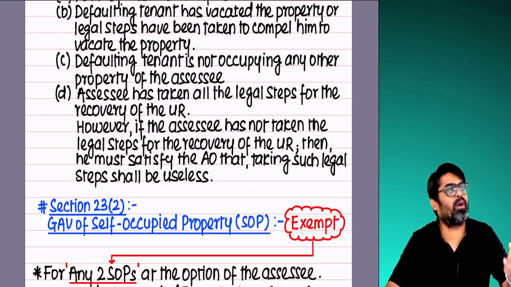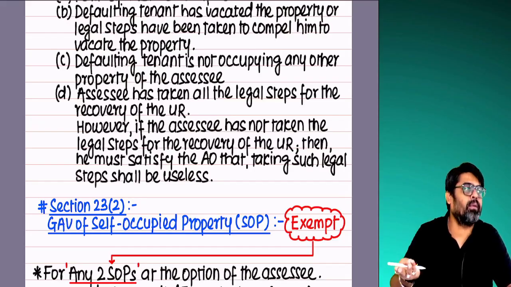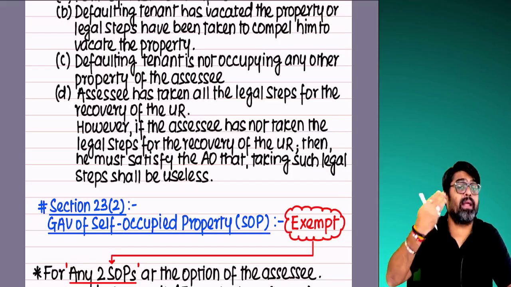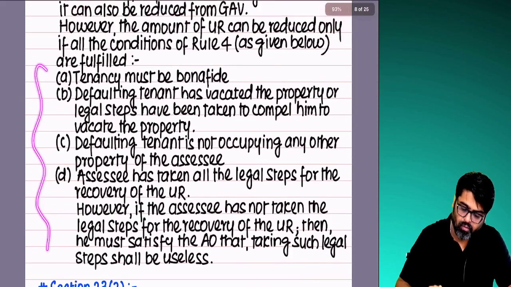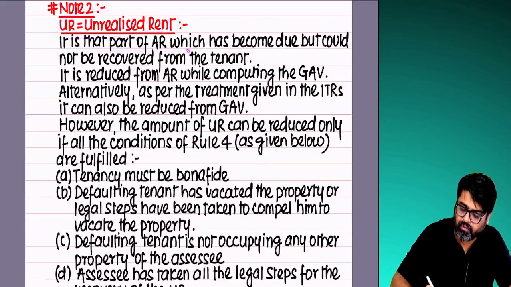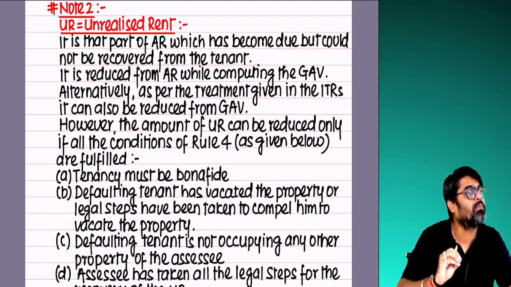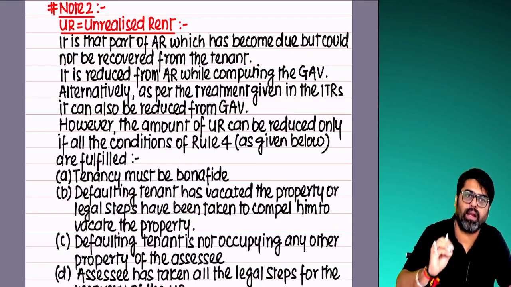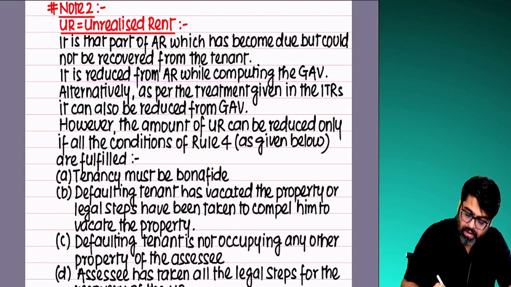If the legal steps for recovery are not taken, he has to satisfy the assessing officer why he has not taken the legal steps: taking the legal steps will not be fruitful. Getting my point? If all these 4 conditions are fulfilled, then what is unrealized rent? It is that part of actual rent which has become due but could not be recovered from the tenant. Due but could not be recovered means bad debt, but we are going to write unrealized rent. It is reduced from actual rent while computing the GAV.